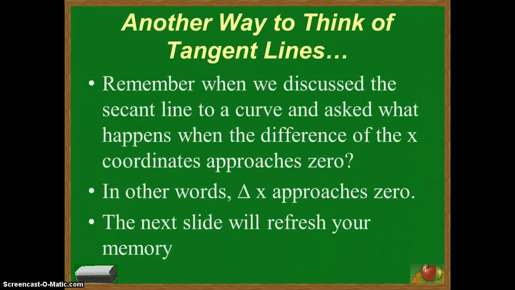Another way to think of tangent lines: remember way back when we talked about secant lines to a curve, and we asked, what happens when the difference of the x-coordinates approaches 0? In other words, delta x, that would be the difference of the x-coordinates, approaches 0. The next slide will refresh your memory.